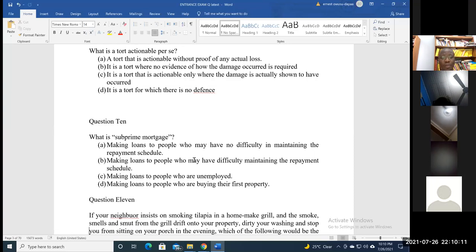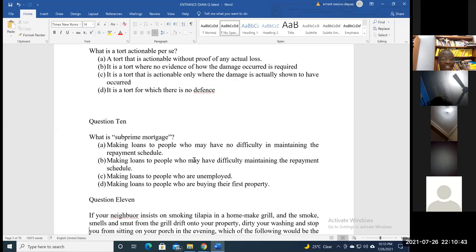B, making loans to people who may have difficulty maintaining the repayment schedule. So B is close, so let's flag it and see if that will remain the ultimate answer. C, making loans to people who are unemployed. Of course, if you're unemployed, definitely you're high risk. You'll not be able to pay. But will anybody even give you a loan if you're unemployed? So that is the other thing. D, those people who are buying their first property, no.